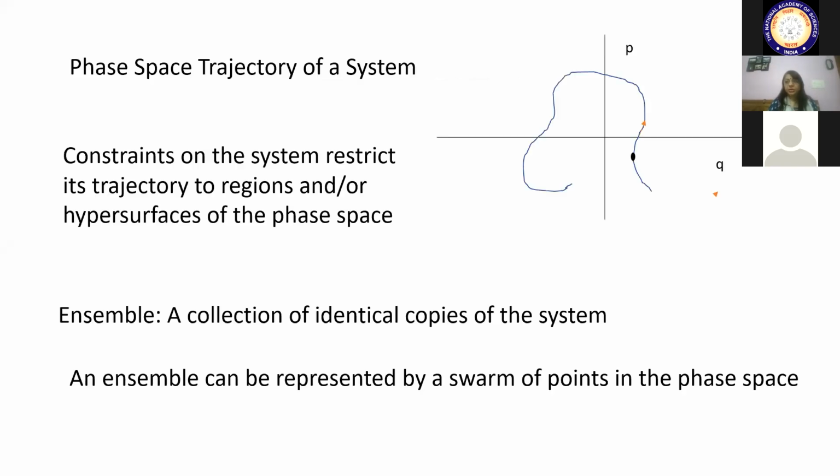So if in that diagram I have a swarm of points, like you just do dot, dot, dot, dot, okay? It's a swarm of points. Then that is representing an ensemble, a collection of identical copies made where? Mentally. Why? Because you want to signify or denote the different states of the system.